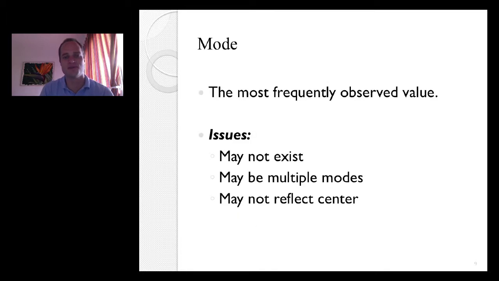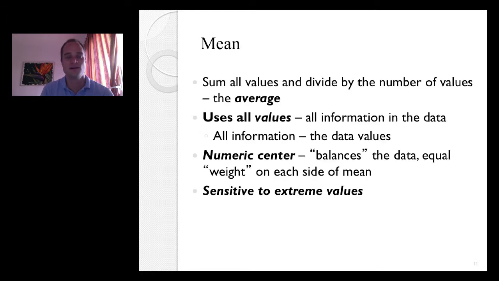The mode is the most frequently observed value. This is the last slide I'm going to talk about the mode. It may not exist, as a problem. There could be multiple modes, and it often doesn't reflect the center. The mean is going to be our chosen measure of central tendency. That's not to say it doesn't have problems. We talk about it in the last bullet point here. It's sensitive to extreme values.